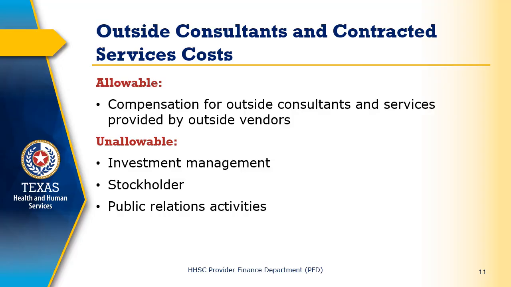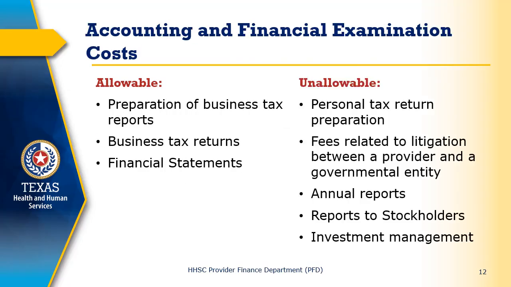to contracted services. Accounting and financial examination costs that are allowable for business purposes typically cover the preparation of essential financial documentation, such as business tax reports and tax returns. Securing professional financial services is considered a permissible expense when these services are utilized for preparing business tax documentation and financial statements. Conversely, certain costs associated with accounting and financial examination practices are deemed unallowable, such as those for personal tax return preparation, which are not related to business operations.